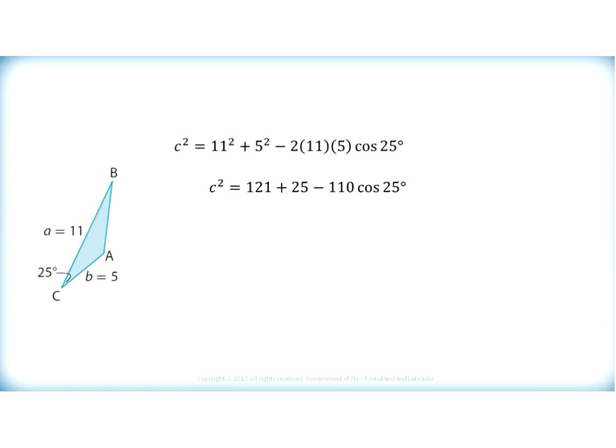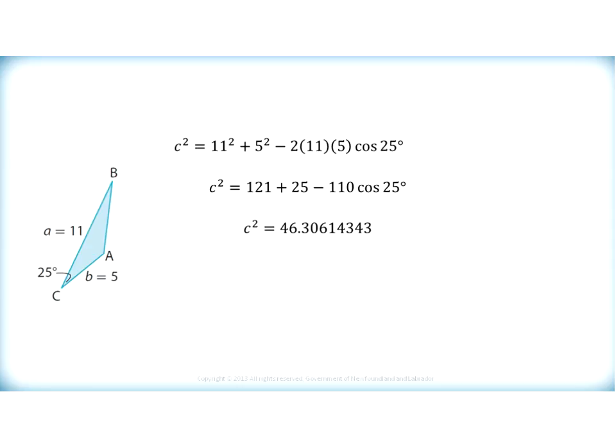So I'm going to put this into my calculator, and I get 121 plus 25 minus 110 times cos 25 is equal to 46.3 with some other information there. So C squared is equal to 46.3.